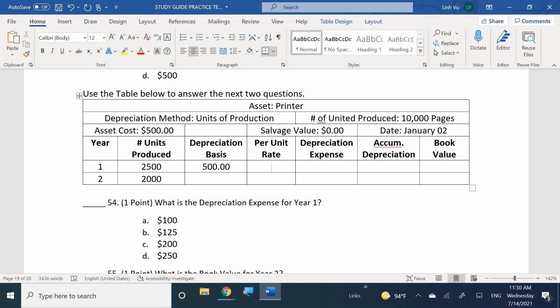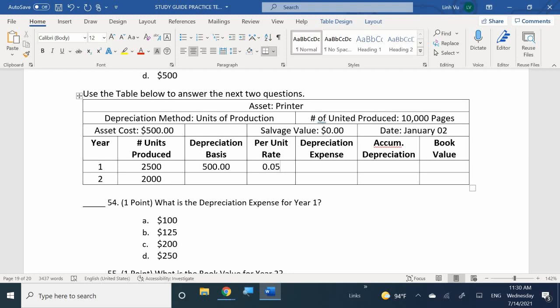It's 0.05. How did you get that answer? You're going to take your 500, the depreciation basis, divided by the estimated units produced. Good. So 500 divided by 10,000 pages is going to get you 0.05.